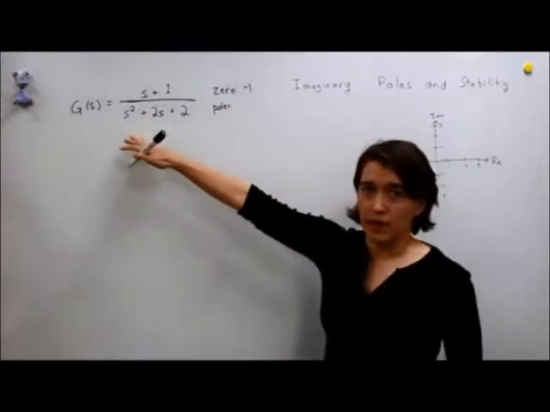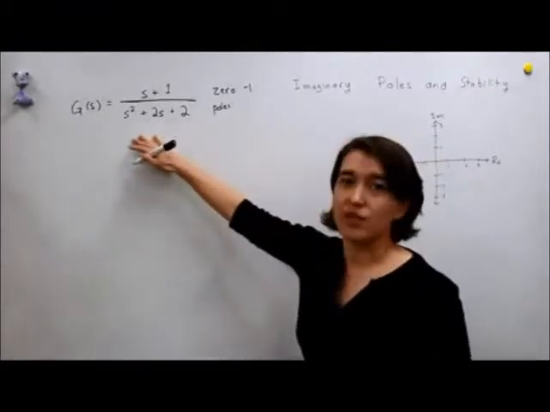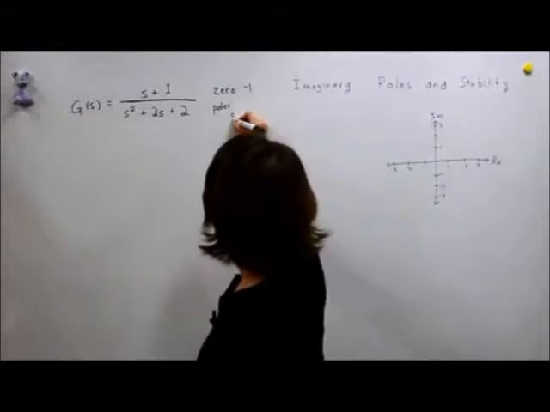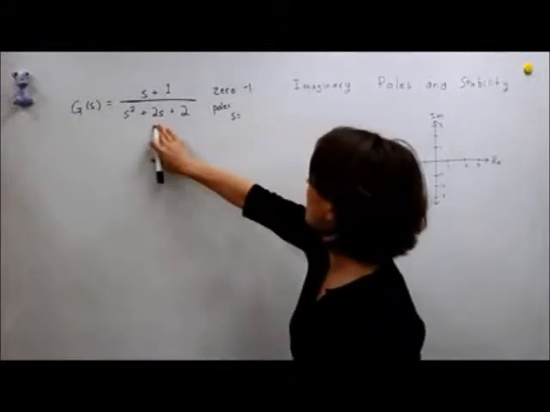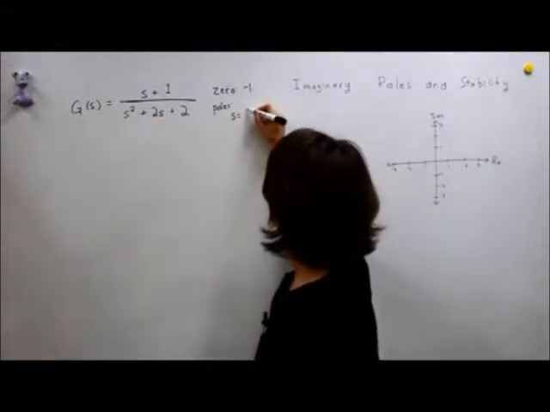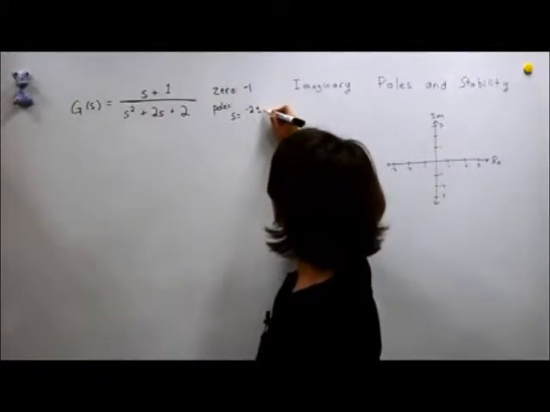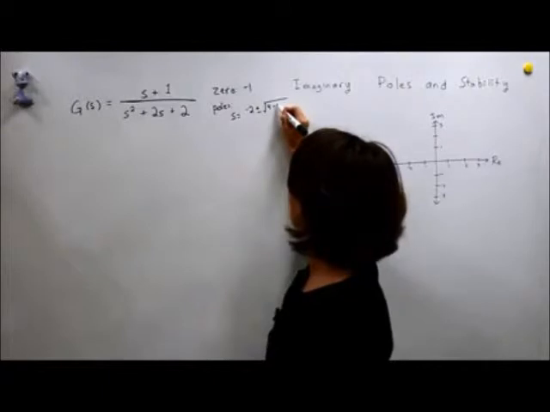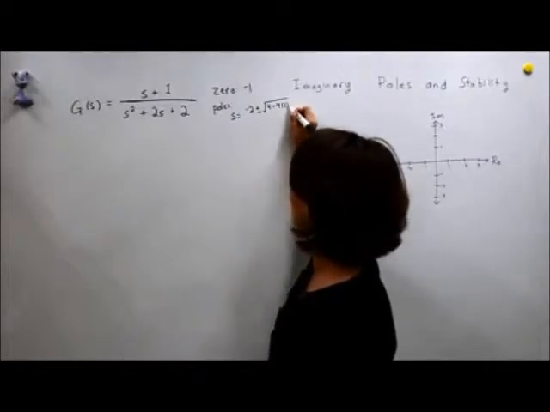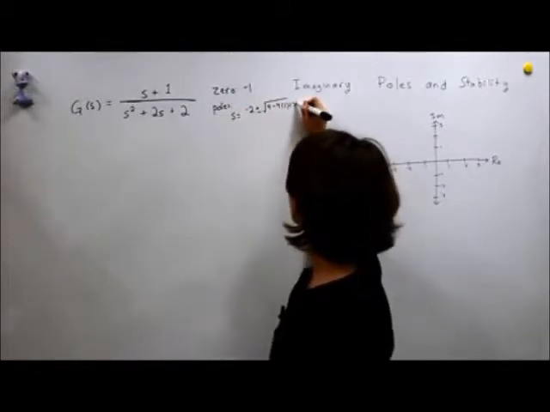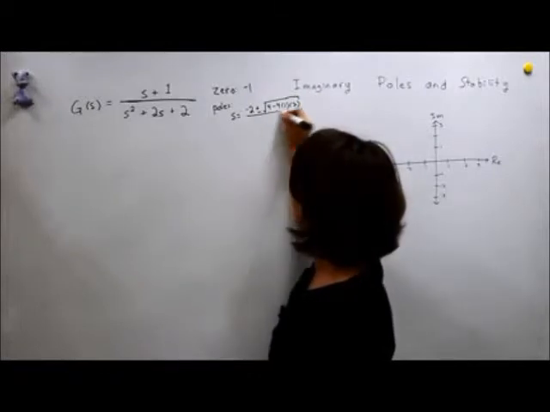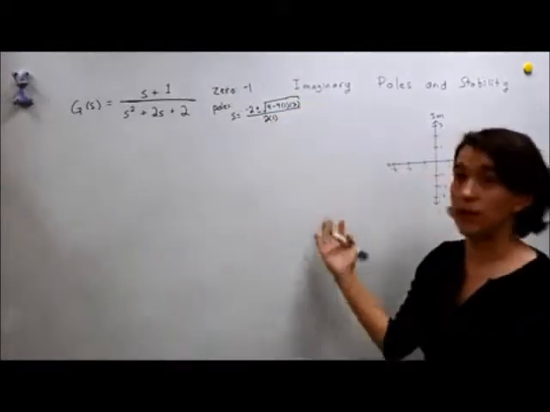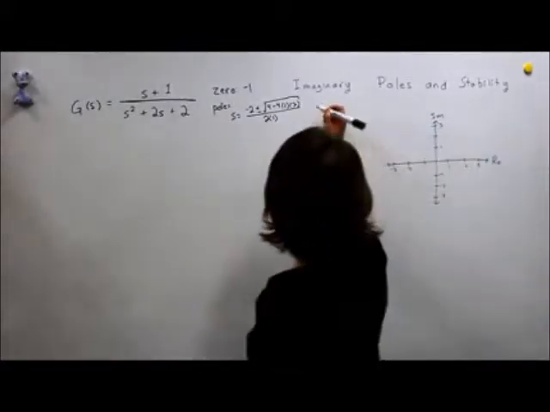Alright, so we can't factor this directly, so we have to use the quadratic formula. So for that, we have to find s equal the opposite of b, so -2 plus or minus the square root of b squared minus 4ac, where a is 1 and c is 2. All of that over 2 times a. So there's our setup, and now we just need to solve for this.